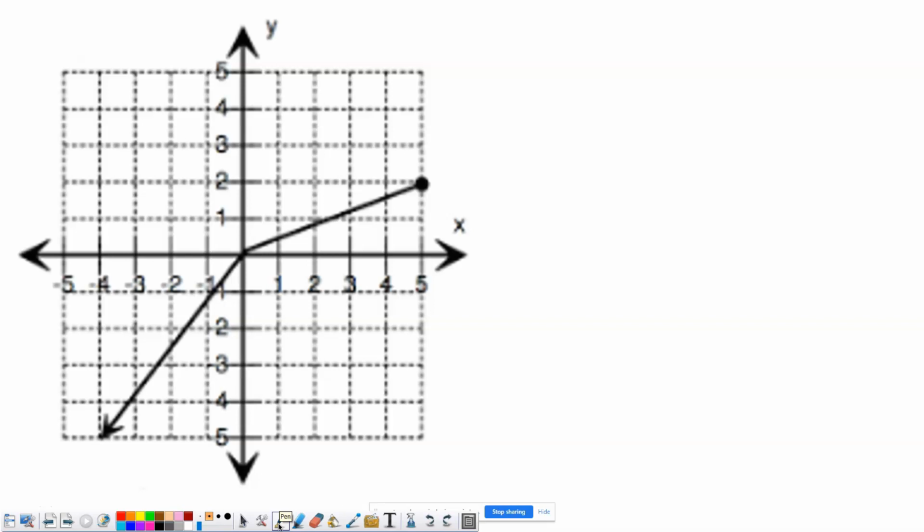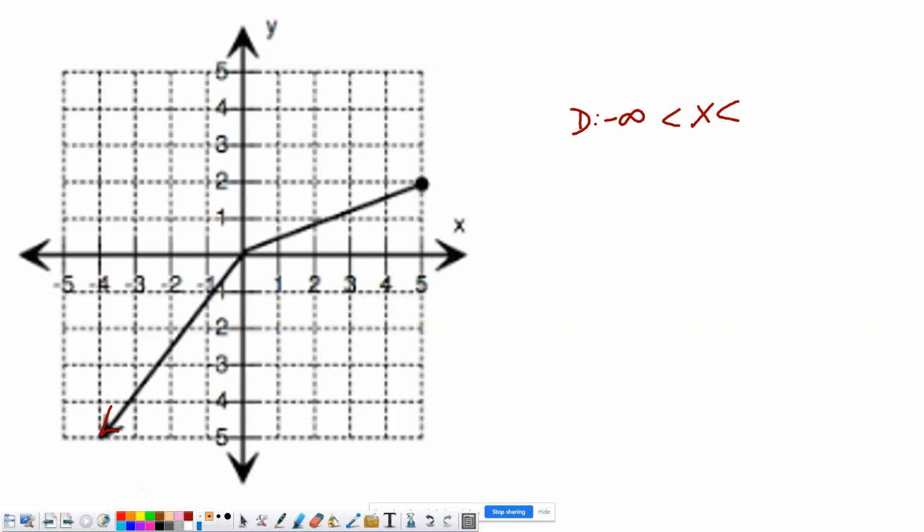Okay, let's go ahead and take a look at this one here. So let's do the domain. Domain is all the possible values of x. And on the left, we're going to put how far to the left does this graph go? Well, on the left, there's an arrow. That means it never stops going to the left. So we're going to put negative infinity. Notice it's negative because we're going to the left.